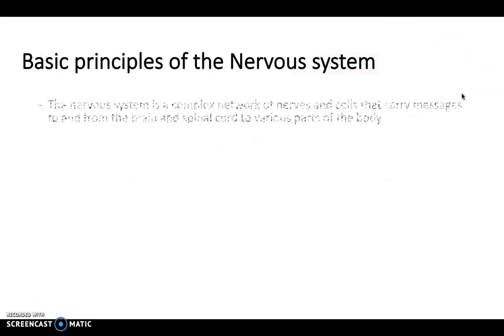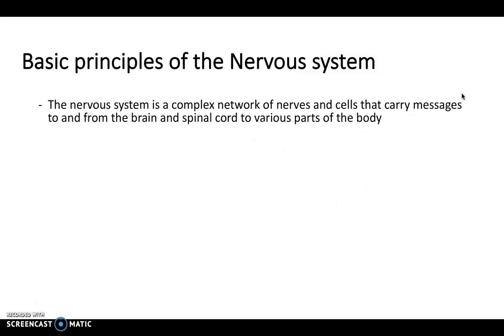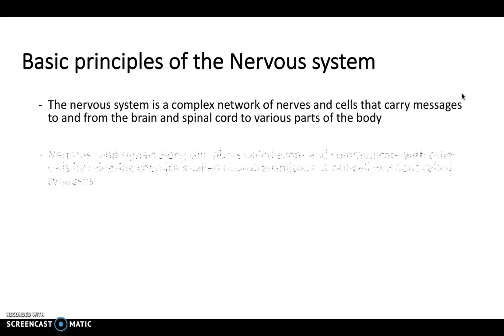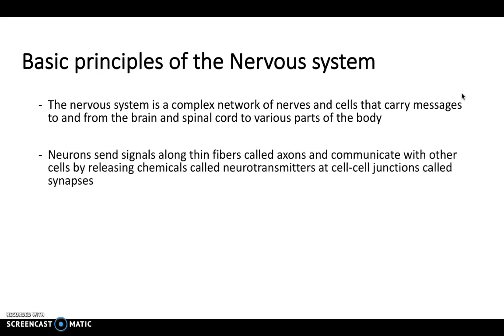So basic principles of the nervous system then. It's a complex network of nerves and cells that simply carry messages to and from the brain and spinal cord to various other parts of the body. It sends signals along fibres, and we call these fibres axons, and these communicate with other cells by releasing neurotransmitters, chemicals, and these neurotransmitters are released at synapses, in other words cell-to-cell junctions.